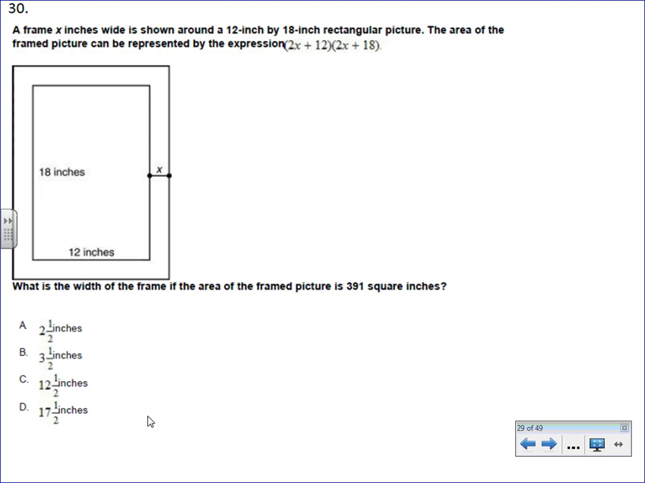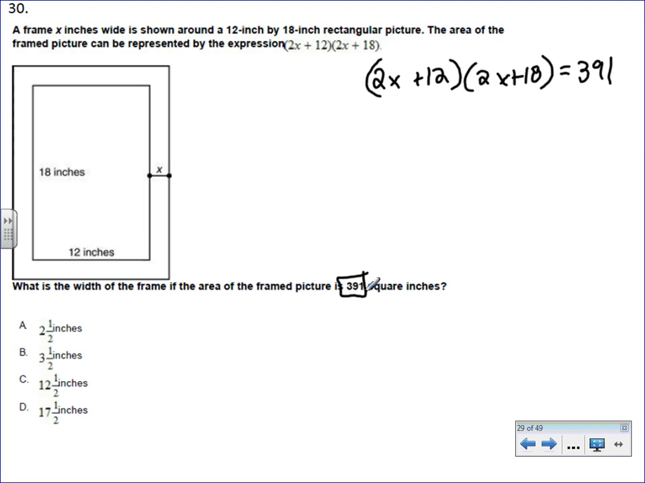All right, the question says a frame X inches wide is shown around a 12-inch by 18-inch rectangular picture. The area of the framed picture can be represented by this expression. So that's the area of the whole frame and the picture. What is the width of the frame if the area is 391? Okay, well, the first thing I'm going to do is, they're telling me that 2x plus 12 times 2x plus 18 gives me the area, and I know that the area is equal to 391 square inches.